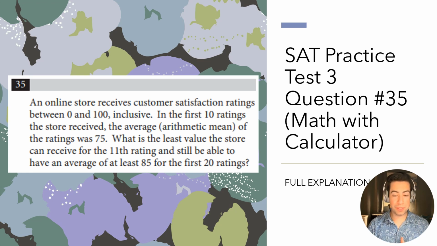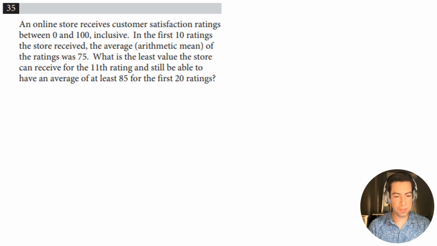Okay, question number 35, let's get right into it. So we have an online store that receives customer satisfaction ratings between 0 and 100 inclusive. In the first 10 ratings the store received, the average (arithmetic mean) of the ratings was 75. What is the least value the store can receive for the 11th rating and still be able to have an average of at least 85 for the first 20 ratings?